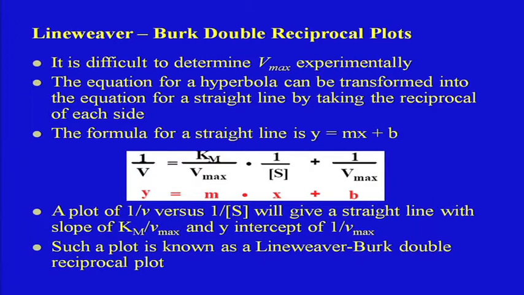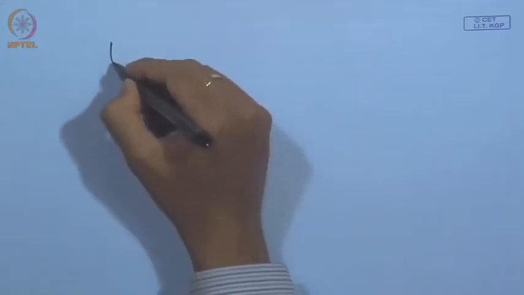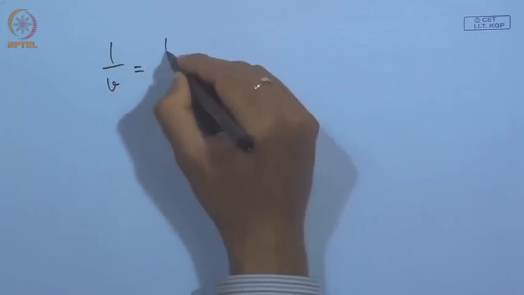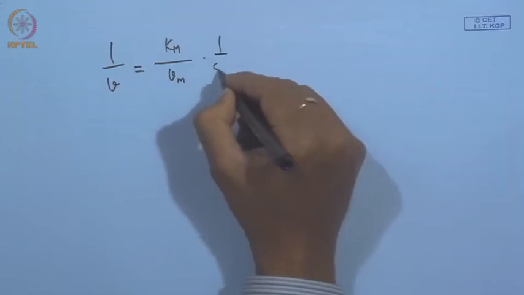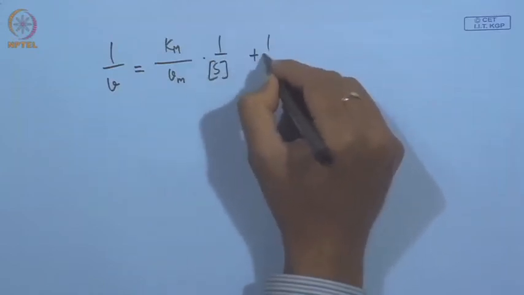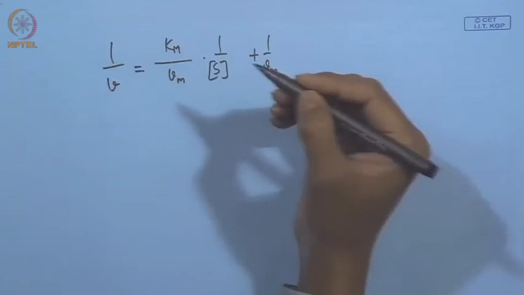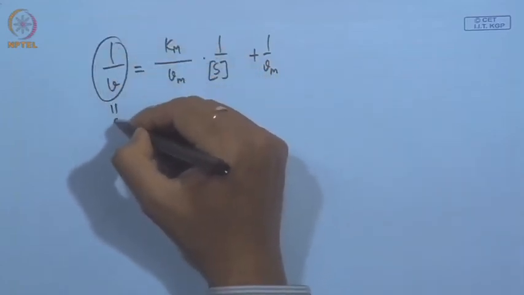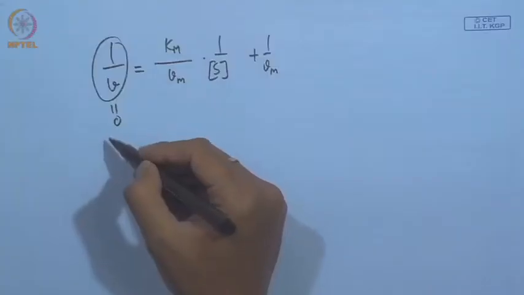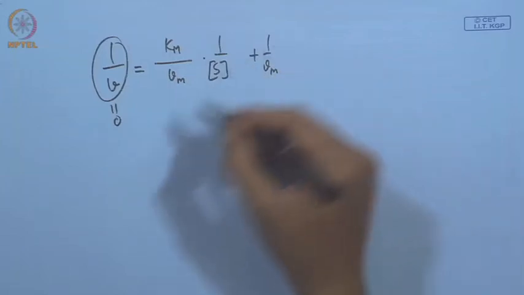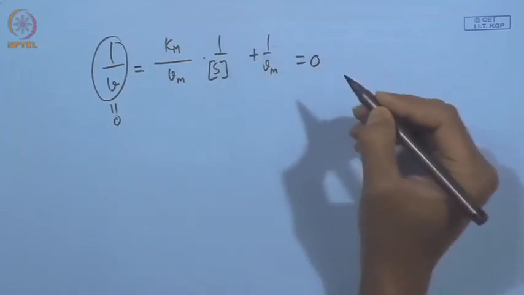Okay. Let us try that. So, we have 1 by V is equal to Km by Vmax into 1 by S plus 1 by Vmax. Now put this equal to 0. Why this equal to 0? Because we want to extrapolate further so that this line touches your x axis, and under that condition the y value is 0. That is why we are putting this equal to 0.